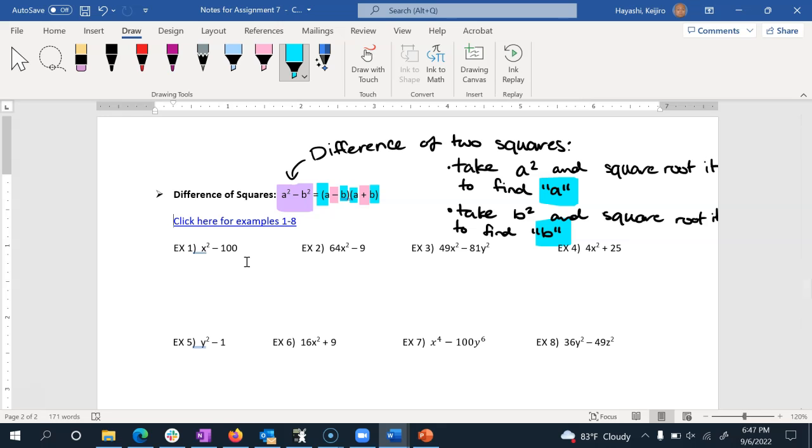Is example 1 a difference of two squares? Is that two square things with a minus sign in between them? Is x squared a square? Okay, it is. Is 100 a square? Yeah, it's 10 times 10. So this is a difference of two squares. x squared is a square, 100 is a square, you've got your minus sign in between them.